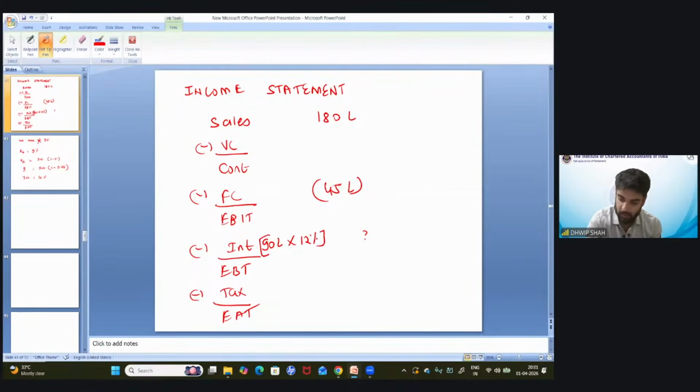Understood everyone? So 12% on 90 lakh comes to 10.8 lakhs. Everyone followed this? So interest comes to 10.8 lakhs. Clear? Does any student have a doubt about why I took 12% interest and not 9%? Shall I move ahead? Please respond fast now. We don't have much time.